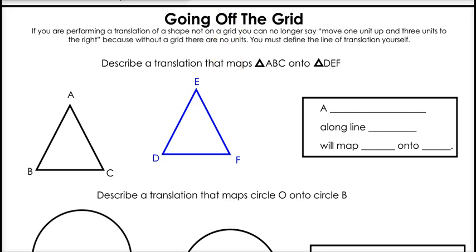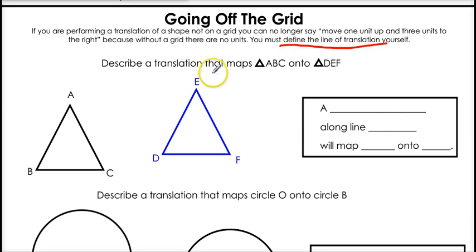We're going to be doing translations with no grid. All right? If you're performing a translation of a shape not on a grid, you can no longer say move it up 1 unit or 3 units to the right because there's no grid there and there's no units. So you must define, this is the big part right here, you must define a line of translation yourself. And I'll show you how this is done.